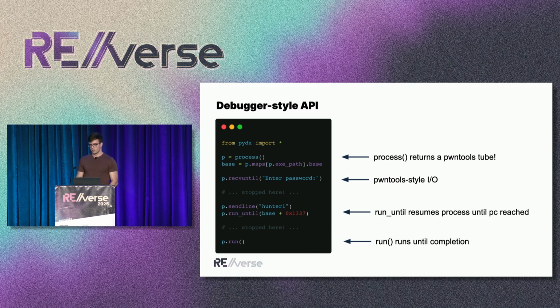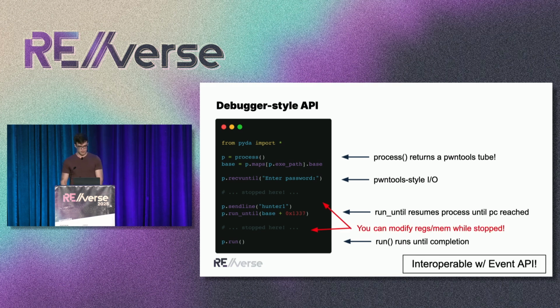So this all begs the question of how even are you going to implement this interface? I think there's two main possibilities. I want all of this to be interoperable with all of the event API I showed before. So you should still be able to register hooks, and they should still run, even if you're using the pwntools-style receive-until blocking stuff.